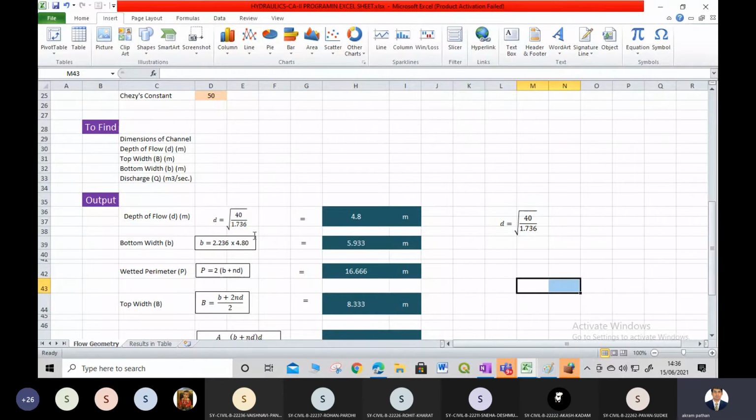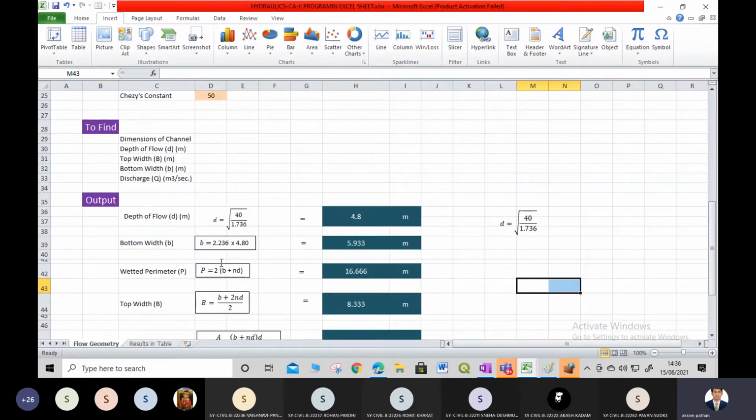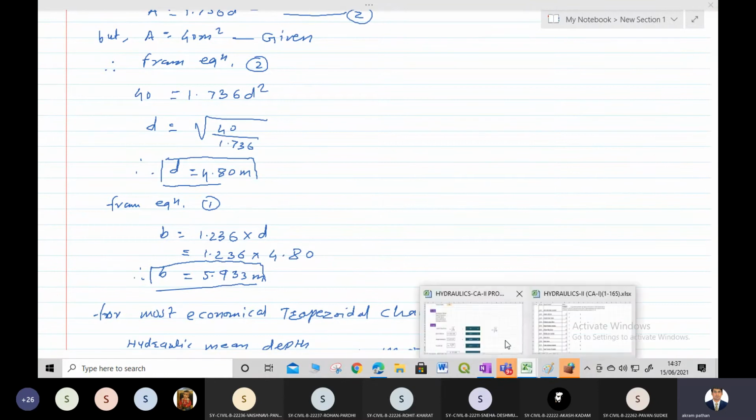Then similarly the bottom width B we have calculated. See here, B is equal to 1.236 into D, that is 1.236 into 4.8. So you will get this one, 5.933. This is what we have done in the hand calculation.